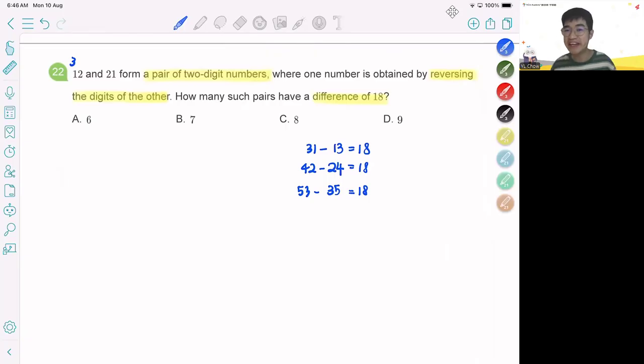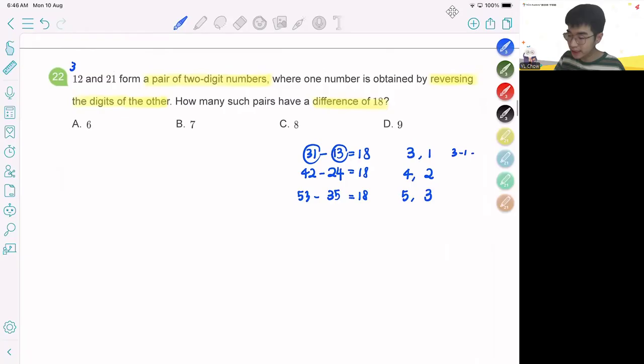Do you notice any pattern within the 3 pairs, other than the fact that they subtract each other to get 18? Now, let's look at the first pair. We have 31 and 13 made up of digits 3 and 1. The next one is made up of digits 4 and 2. The next one is made up of digits 5 and 3. You will notice that within each pair, the 2 digits, 3 and 1, the difference is 2. Right, 4 and 2, the difference is 2. Right, 5 and 3, the difference is 2.